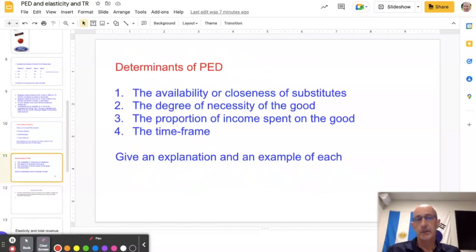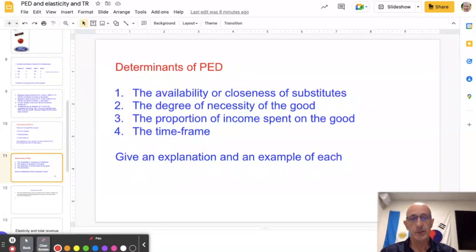You need to be familiar with the determinants of PED, so what makes a product elastic or inelastic, and these 4 give that indication to us. So it depends upon whether there are available and close substitutes. If there are, then PED is likely to be more elastic because people can choose. Is the good a necessity? If it's not, it's going to be more elastic, more responsive.